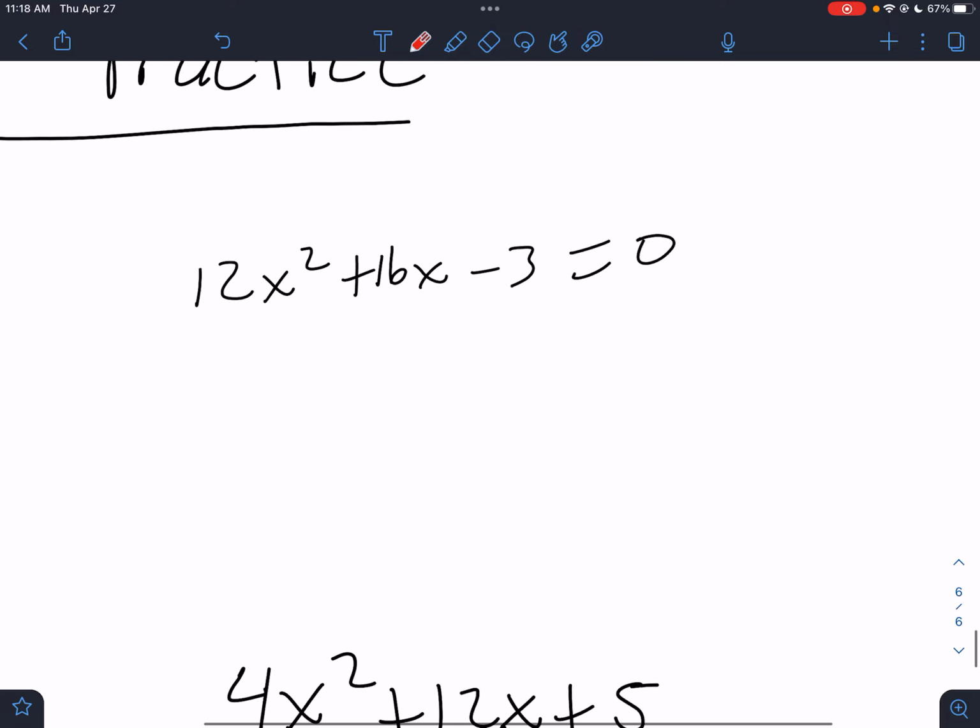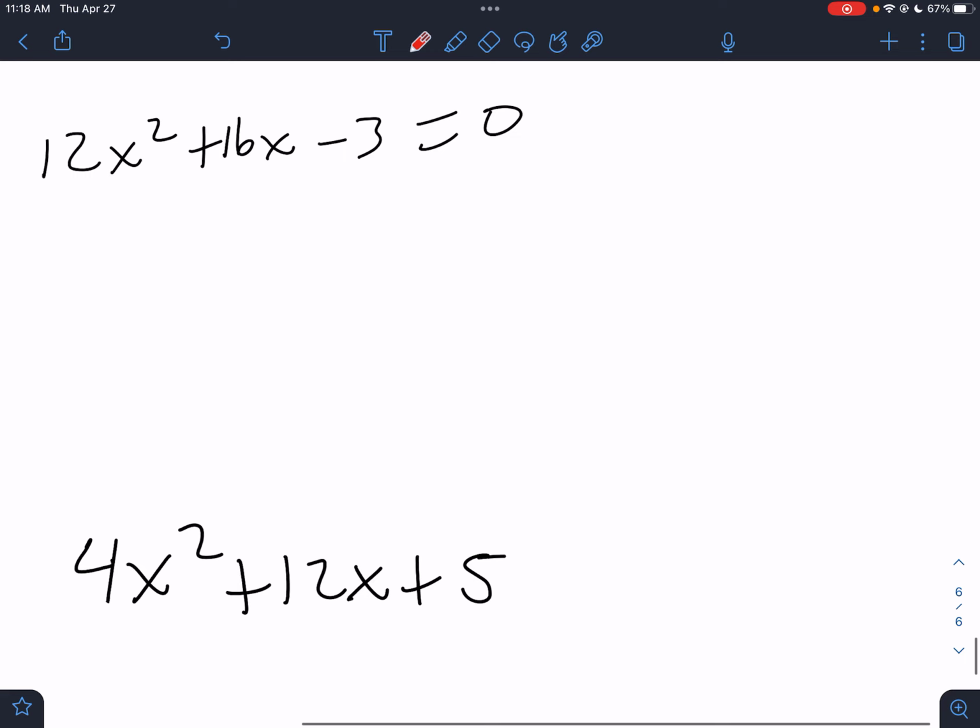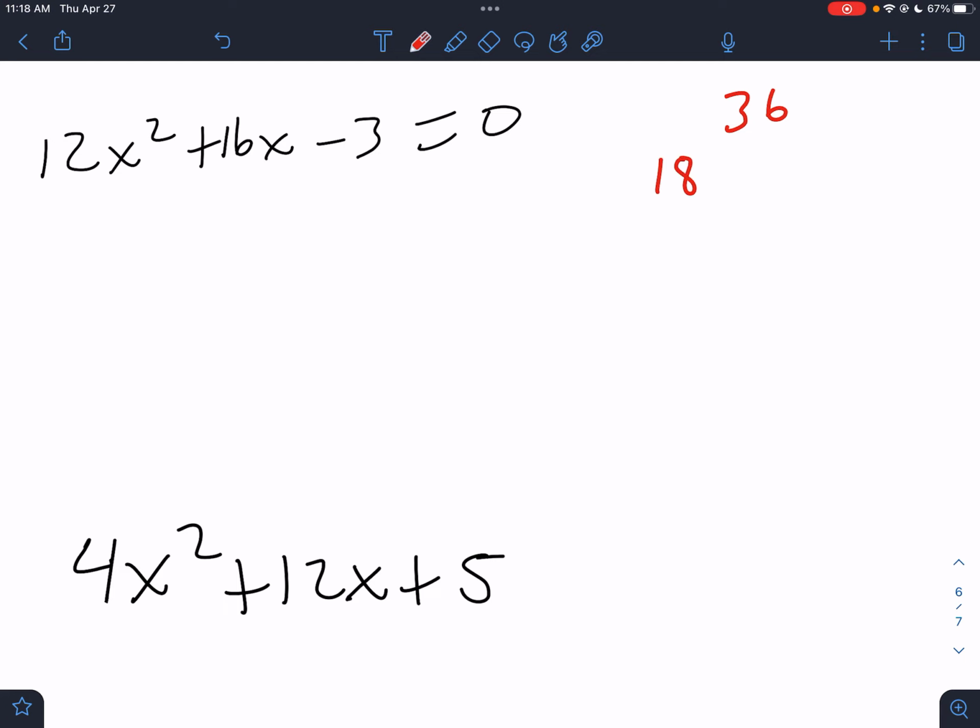Extra practice, more practice. I'm just going to keep going. 12 times 3 would be 36. This time they have to subtract to equal 16. That's going to be 18 and 2. It's a plus 16, so it's plus 18 minus 2. We got lots of choices again. Let's start with 12. Does 12 get me either one of those numbers? No. So 12 and 1's out.